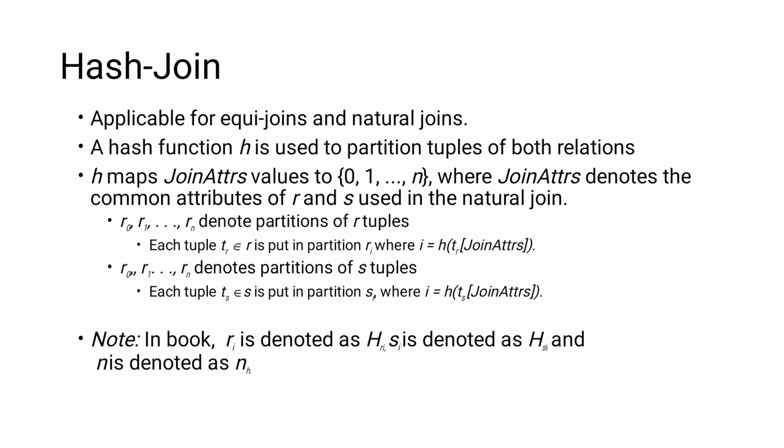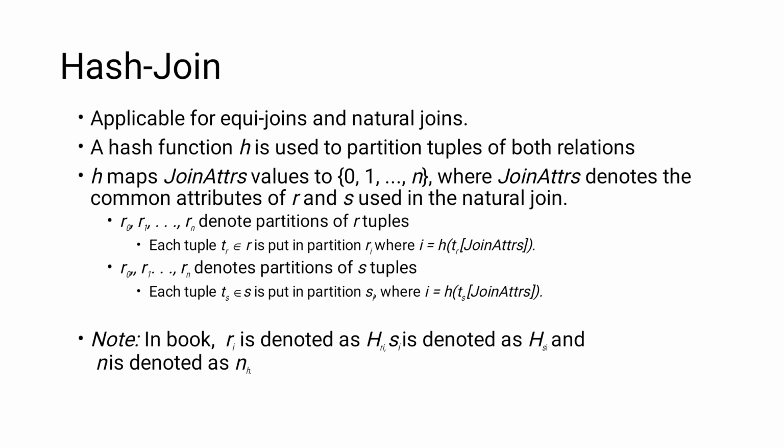HR denotes the partitions of R tuples, each initially empty. HS denotes the partitions of S tuples, and this is also initially empty. The idea behind the hash join algorithm is that if an R tuple and an S tuple satisfy the join condition, they will have the same value for the join attributes. If that value is hashed to some value i, the R tuple has to be in HRi and the S tuple in HSi. Therefore, R tuples in HRi need only be compared with S tuples in HSi. They do not need to be compared with S tuples in any other partition.